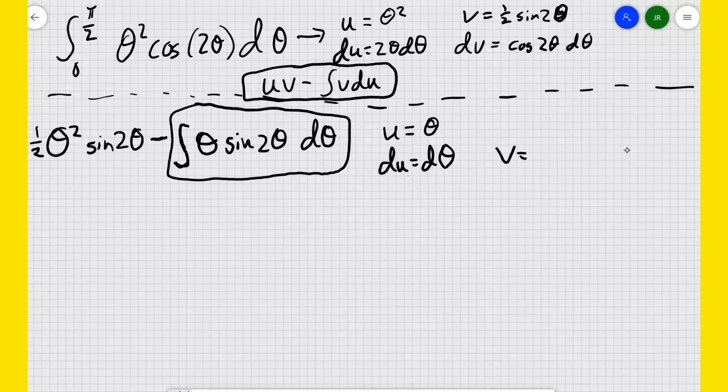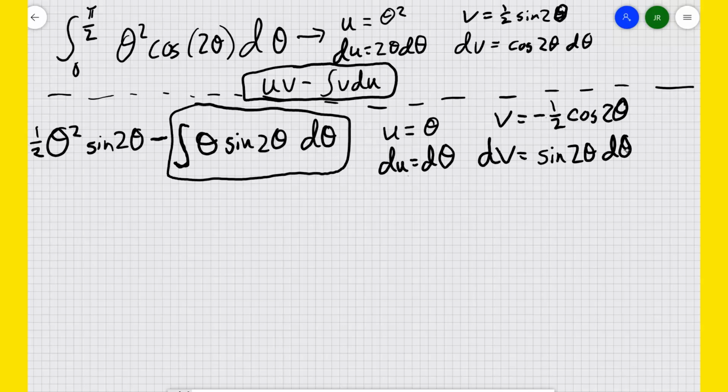dv is sine 2 theta d theta. And using a similar U substitution to find the antiderivative of this, with u being 2 theta, what I would find is, sorry, that's not v, that's dv. Sorry about that. I would find that v is equal to negative 1/2 cosine 2 theta. I'm just going to skip a little bit of that work because it's similar to what we've already shown. You're just taking the antiderivative of sine of 2 theta. To do that, you're going to use U substitution, with u being 2 theta.